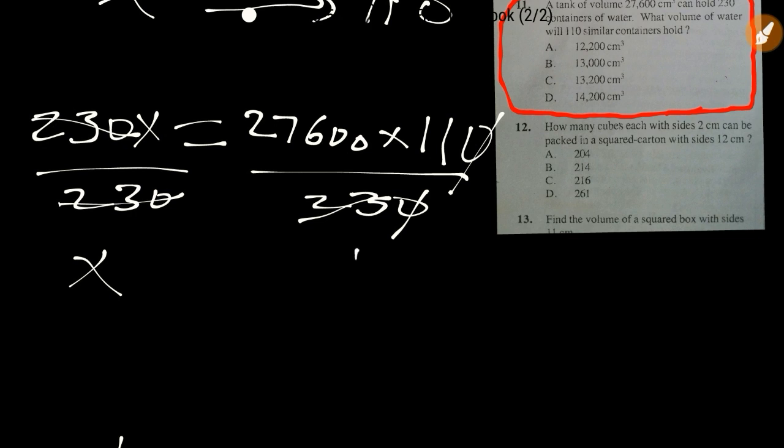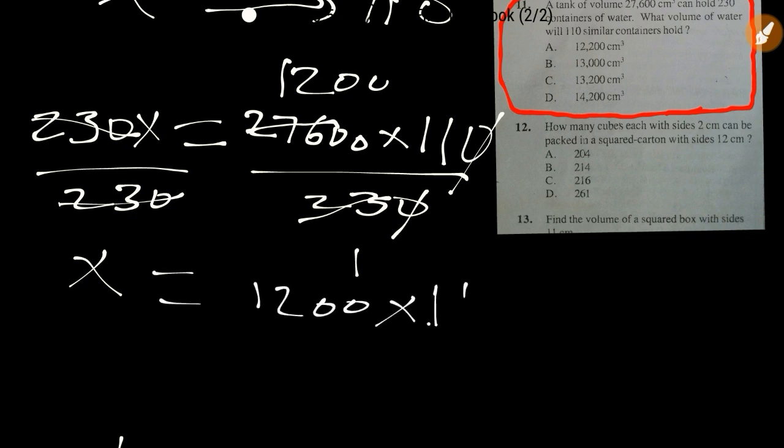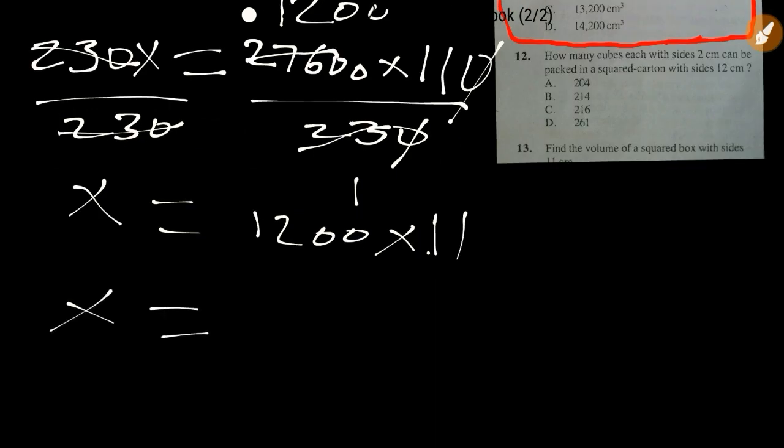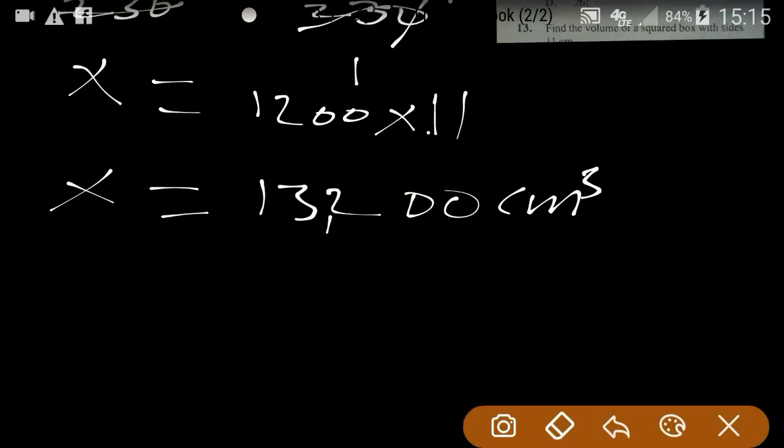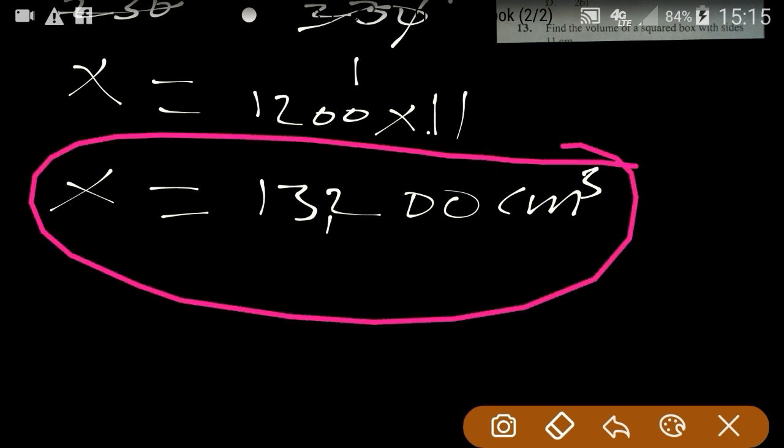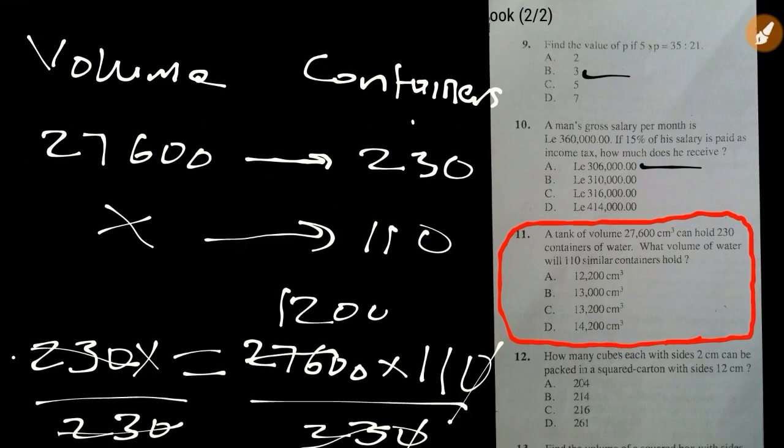So 23 into itself is 1 time, and 23 into 276 is 12 times. And then write the 0 up there. So our x will now be equals to 1200 multiplied by 11. So our x will be equals to 12 times 11, which is 132. So add these two zeros. So our x will be equals to 13,200 centimeter cube. So the volume that will hold 110 containers will be 13,200 centimeter cube. So the correct answer for this question will be C.